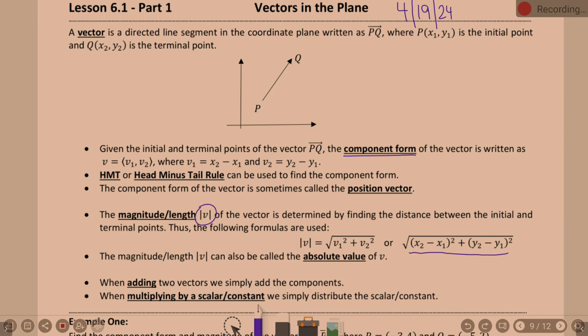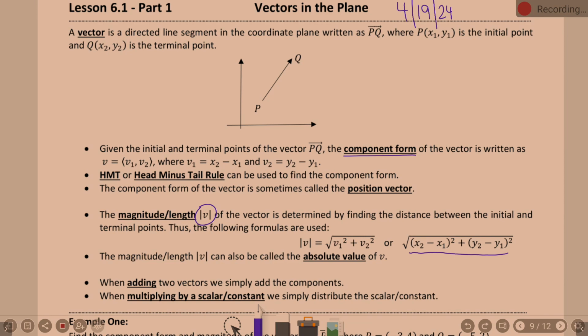What symbols does that look like around the v for that magnitude? Absolute value, doesn't it? The magnitude or length can also be called the absolute value of v, because it is just that. Again, a little bit of information. I'm kind of giving you all the information, and we'll go into examples. And then we're going to just do some basic math with vectors today.